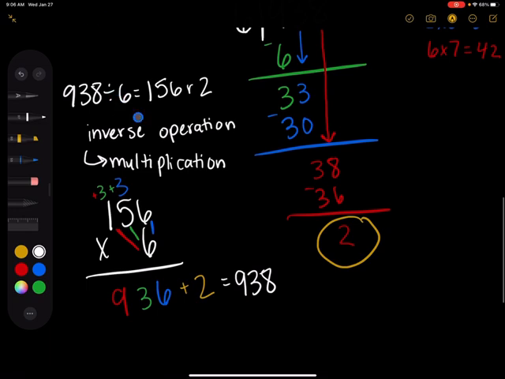Our divisor, what we were dividing by, and our quotient, the answer we got, became our factors. 156 times 6. We got 936, and we know we had 2 left over, so we had to add those 2 back to get our answer of 938.